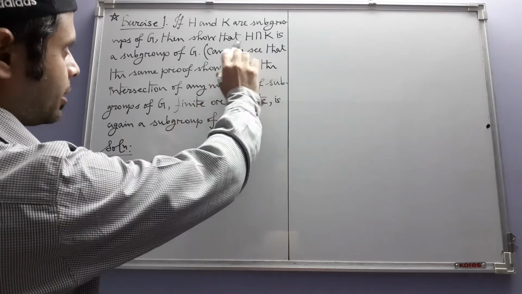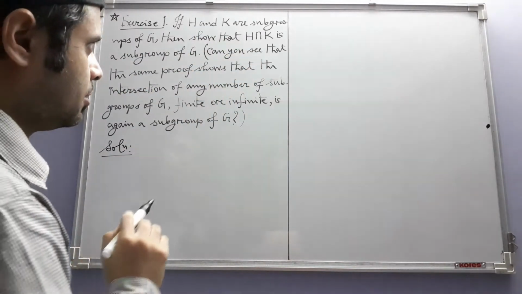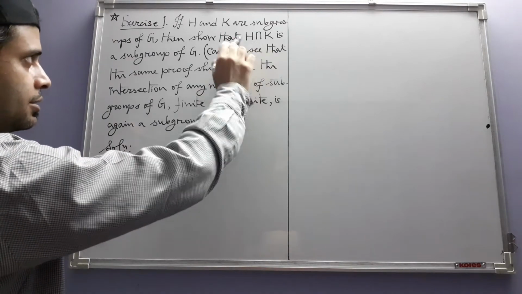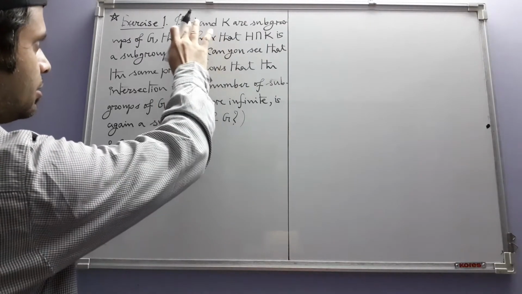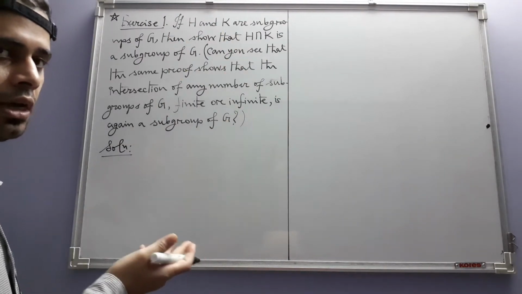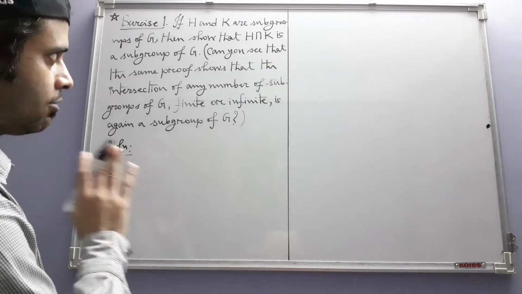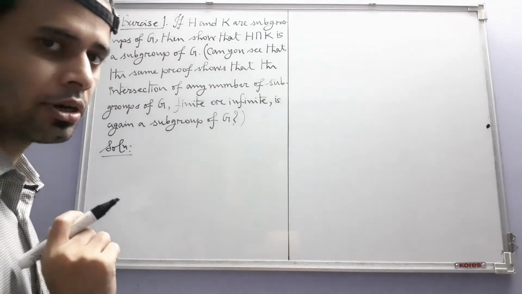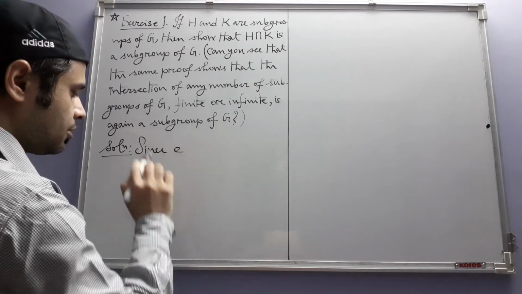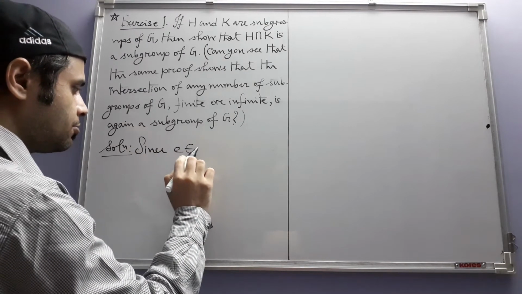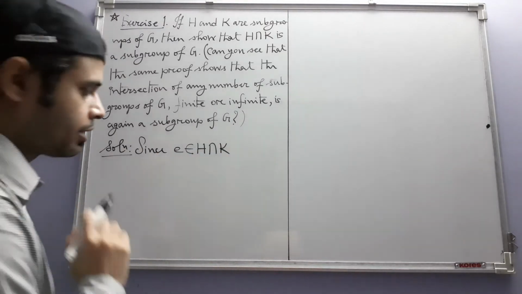So we have to show that if H and K are subgroups of G, then their intersection is a subgroup of G. So first of all, we have to make sure that this is a non-empty subset of G. It's already a subset of G, that we know, because these are subgroups of G. So individually they are subsets of G. So their intersection is also a subset of G, but we now have to make sure that this intersection is non-empty. Since the identity element belongs to both H and K, it belongs to their intersection, because H and K are subgroups.